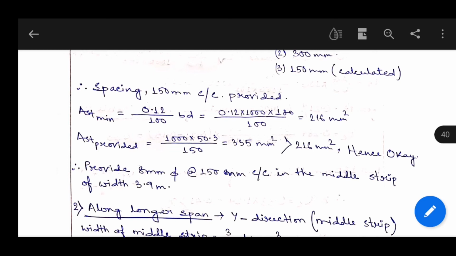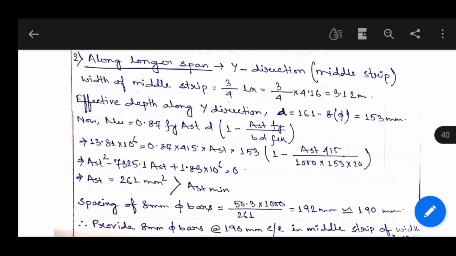So after all the calculation is done, in the drawing we can see how the middle strip is distributed. Okay, now along the longer span, y direction, the width of middle strip is equal to 3/4 of Lx, that means 3 by 4 into 4.16, that is equal to 3.12 meter.